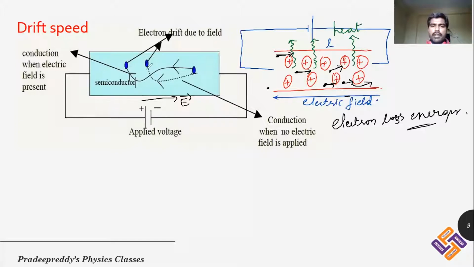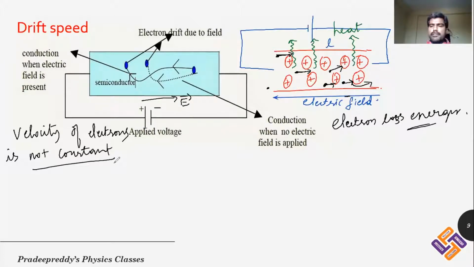So when electrons are in motion, remember that the velocity of electrons is not constant. It is variable, because due to collisions, it loses its speed, it loses its kinetic energy. But because of the electric field, it is forced to move. Therefore, the velocity of the electrons is not constant. As the velocity of the electrons is not constant, electrons move with non-uniform motion.